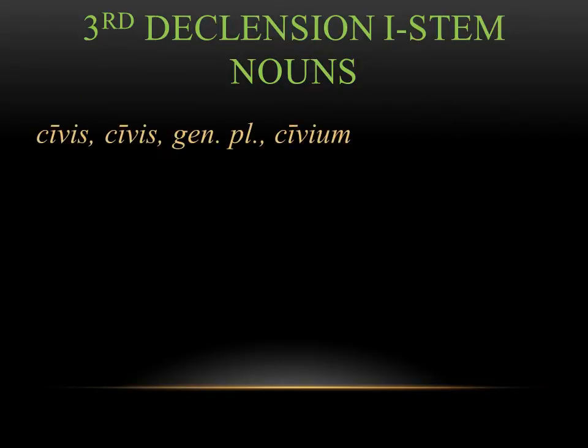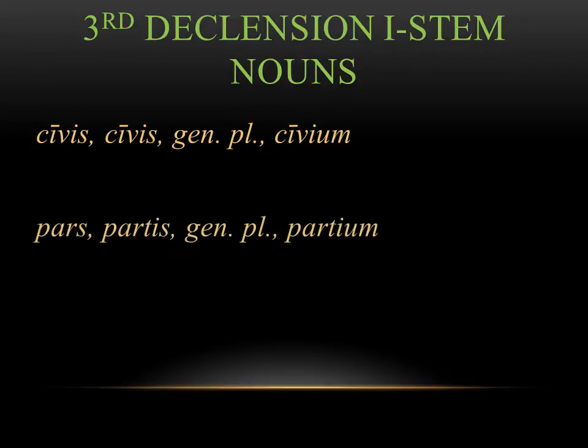So again, the ones we're going to see in this chapter are civis, which means a citizen, and you'll see it listed out like this. It'll say genitive plural, civium. The same goes for pars. It will say pars partis, then the genitive plural, partium. And again, that genitive plural that they're listing in your book, that's what's telling you this is an I stem noun. You're looking at that ium ending.